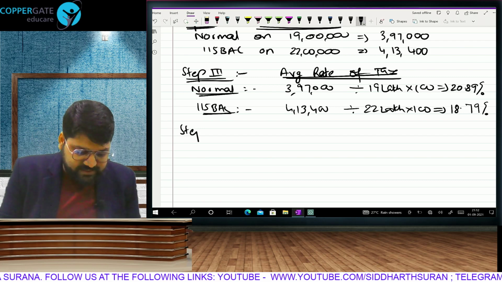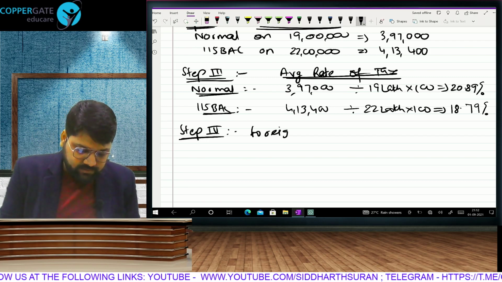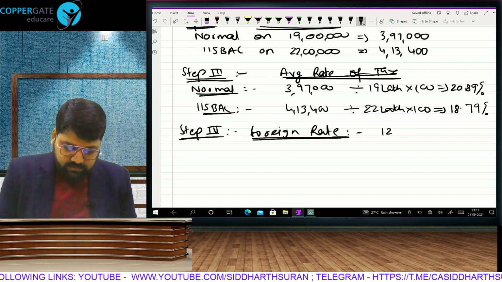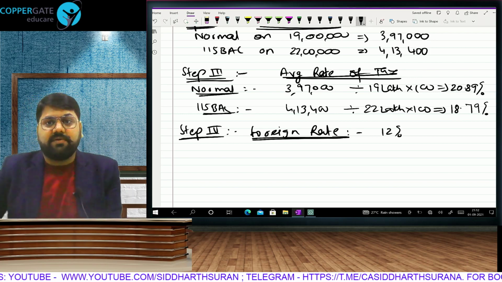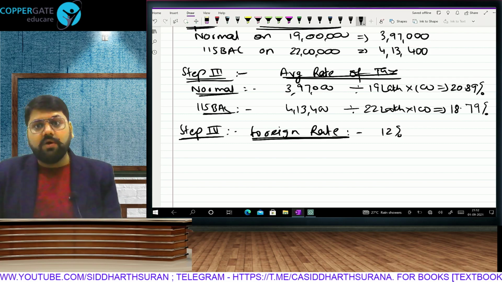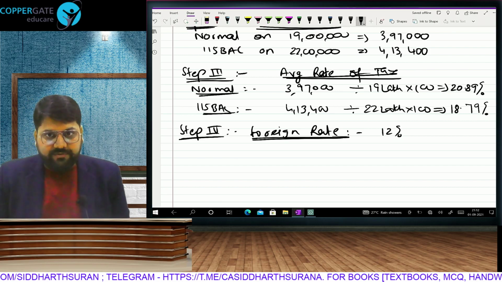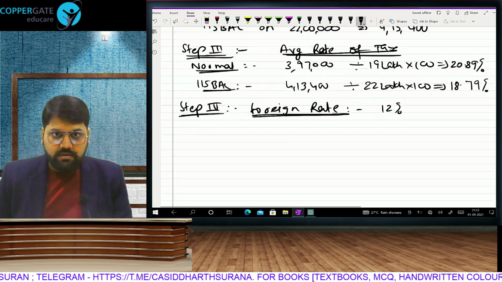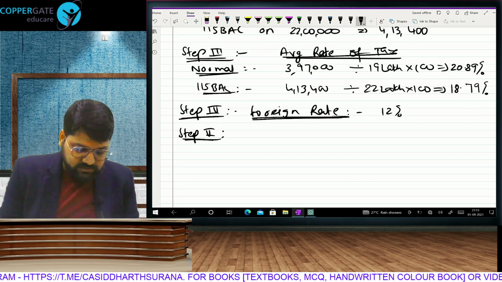Which is always given to us in the question. Foreign rate. That is how much? 12. It can be 12, it can be 22, it can be 19%, it can be anything. It will depend from question to question. It will always be given to you in the question. And finally, we have to decide now. We will get relief as per the Indian rate or foreign rate, whichever is lower. And that we will have to check scheme wise.